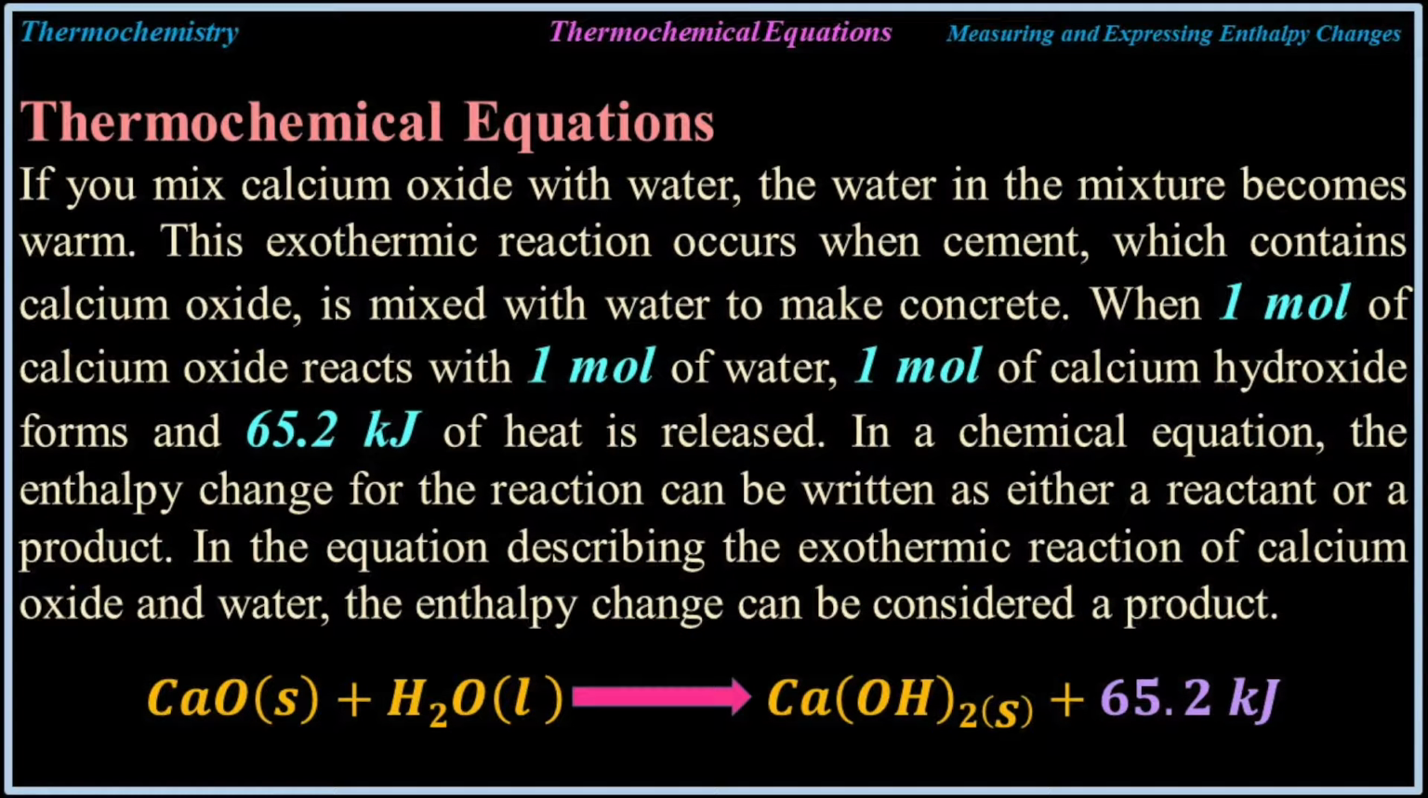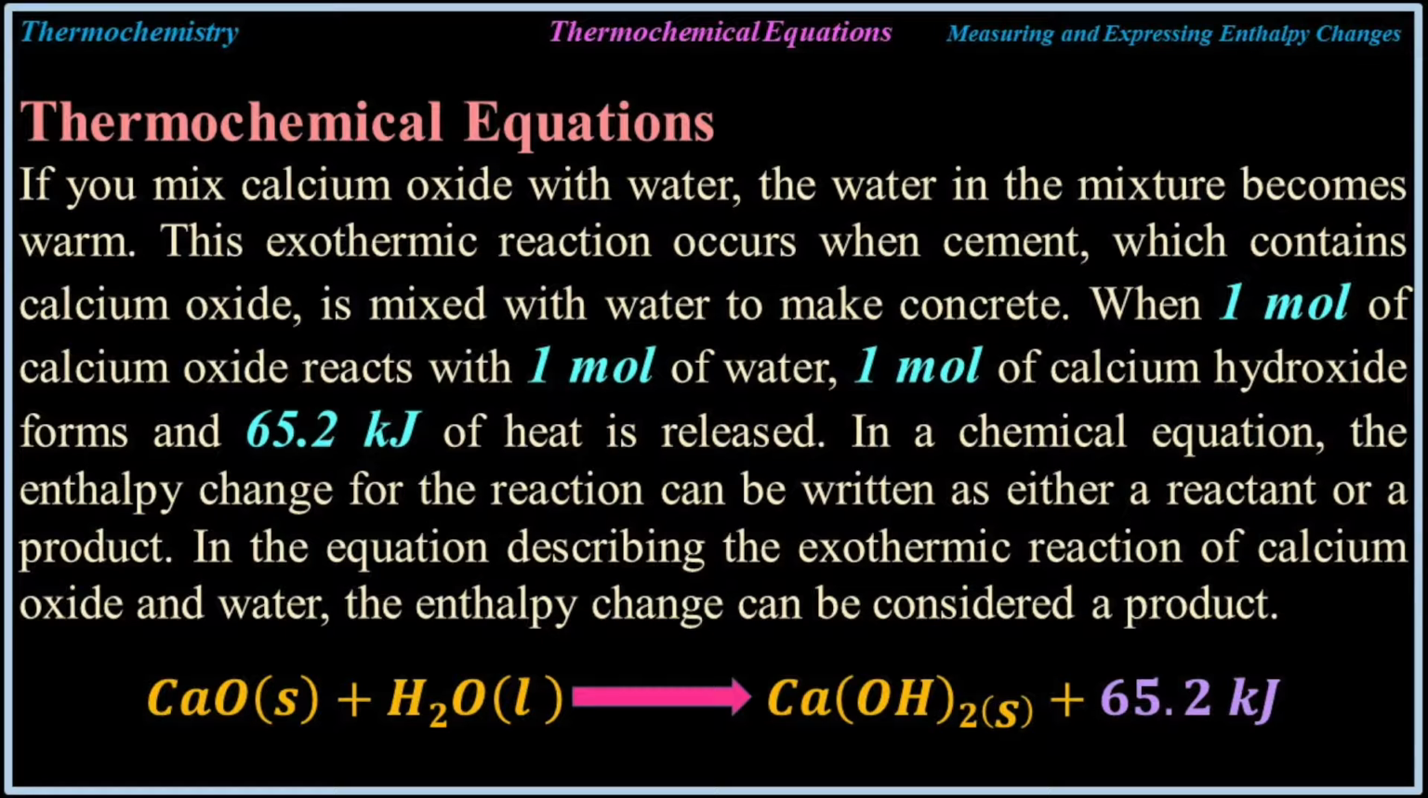Thermochemical equations. If you mix calcium oxide with water, the water in the mixture becomes warm. This exothermic reaction occurs when cement, which contains calcium oxide, is mixed with water to make concrete. When 1 mole of calcium oxide reacts with 1 mole of water, 1 mole of calcium hydroxide forms and 65.2 kilojoules of heat is released.